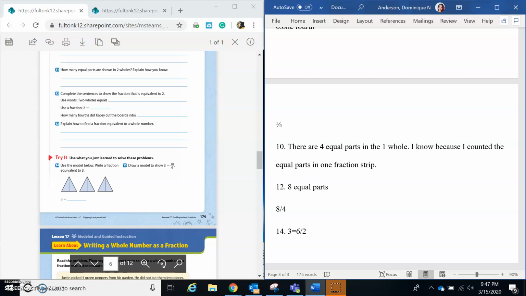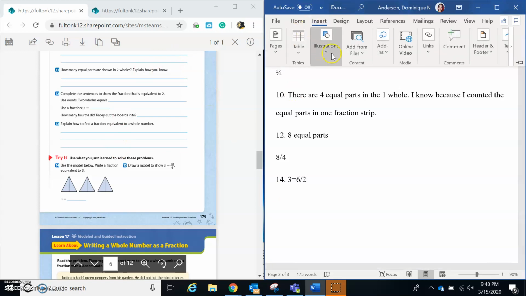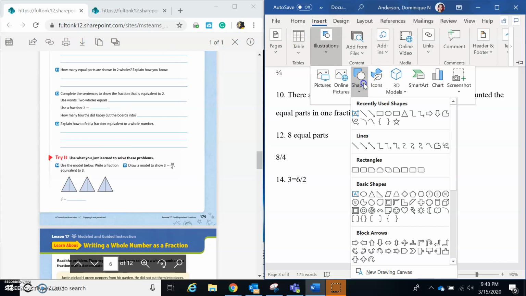Alright, now draw a model to show 3, which equals 18/6. That means whatever you draw, because you're going to do this one by yourself, and I think you can do it, whatever model you decide, if you use a square, it's going to be partitioned into 6 equal parts. Keep that in mind, okay? So I'm going to get you started, though, because that is kind of complicated.